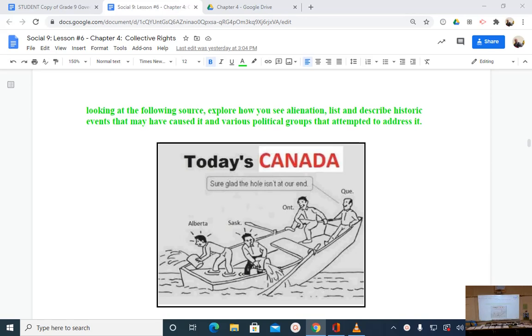Today we will continue our lesson on chapter 4 of the textbook. So there's 9 chapters in the textbook and we're on chapter 4. So that's always good news. We are on the chapter about collective rights. This is a part of our first major unit of the year, which covers chapters 1 through 5.